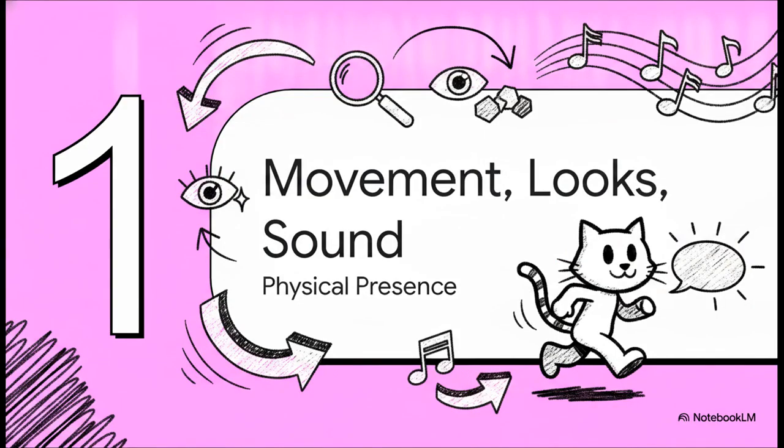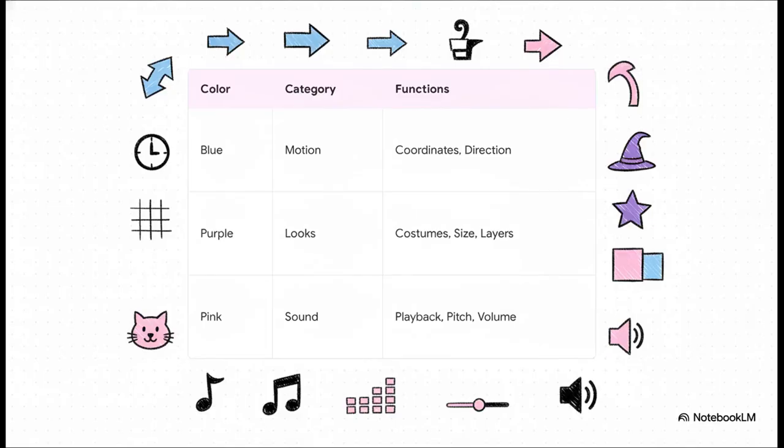Section 1. Movement, looks, and sound. Establishing a physical presence. Every great creation has to start with a physical presence, right? So we begin our journey by giving our sprite a body, a voice, and an exact location on the stage grid. Notice Scratch's absolutely brilliant color coding system here.